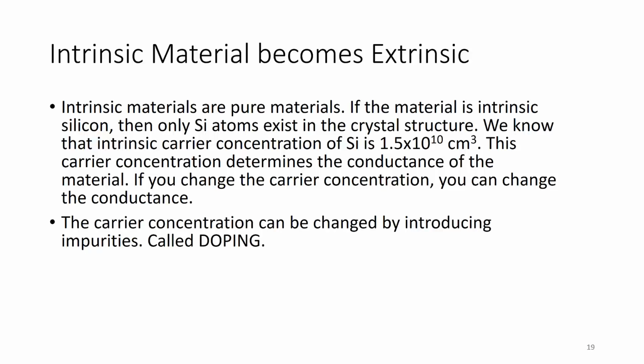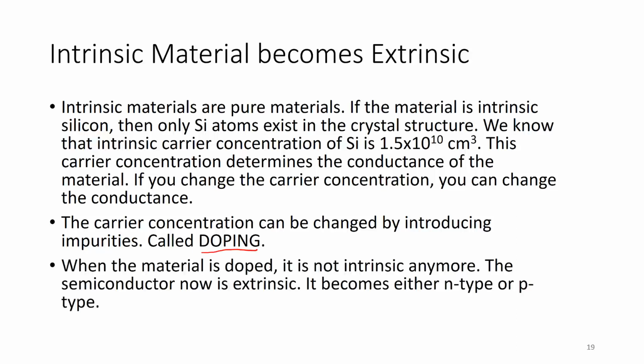Carrier concentration can be changed by introducing impurities, called doping. When the material is doped, it is not intrinsic anymore because you've intentionally introduced an impurity. The semiconductor is now extrinsic. So it becomes either N-type or P-type depending on the type of dopant that you have introduced.